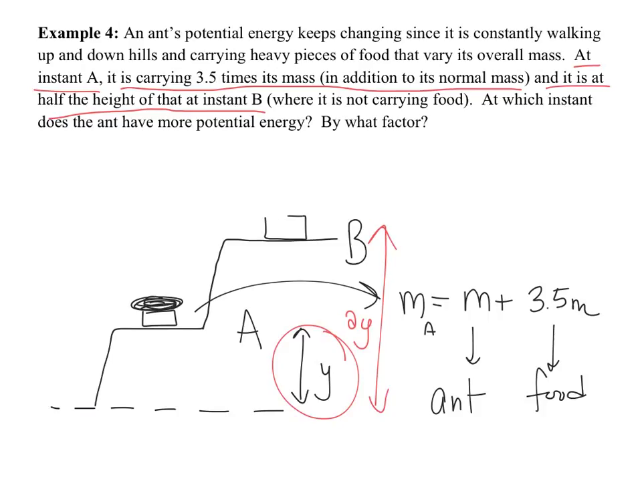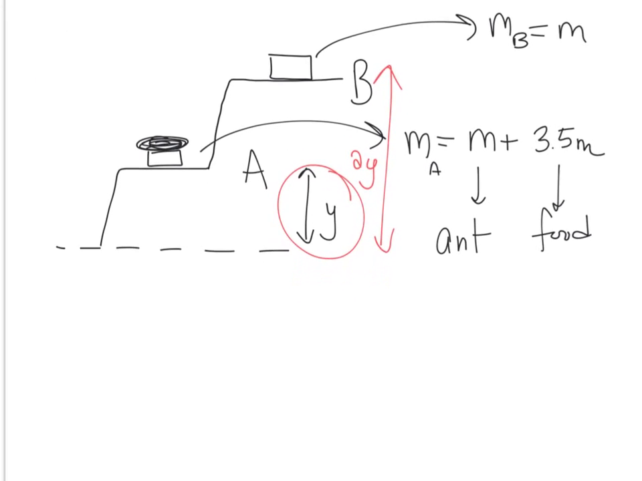Unfortunately, this ant couldn't carry the food, and the mass at instant B is just the mass of the ant itself. There's no food involved there. Remember, it's carrying food, so it's got all this mass to it. Then it goes up to level B, where it drops the food. So now the mass is only simply M. Go ahead, think for a moment, how would you find the potential energy? It's going to be all variables, right?